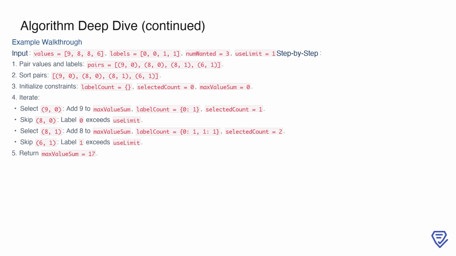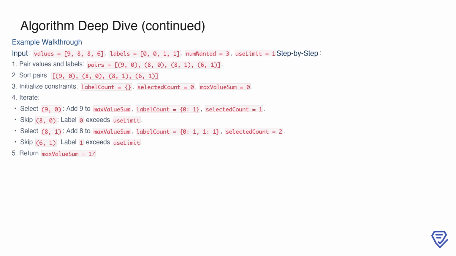Suppose the input consists of values equals 9, 8, 8, 6, labels equals 0, 0, 1, 1, number wanted equals 3, and use limit equals 1. First, we pair the values with their labels, resulting in pairs equals 9, 0, 8, 0, 8, 1, 6, 1. We then sort these pairs in descending order by value, which keeps the list as 9, 0, 8, 0, 8, 1, 6, 1. Next, we initialize the constraints: label count equals empty, selected count equals 0, and max value sum equals 0.